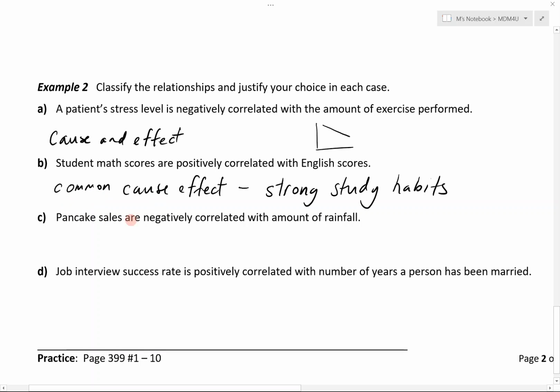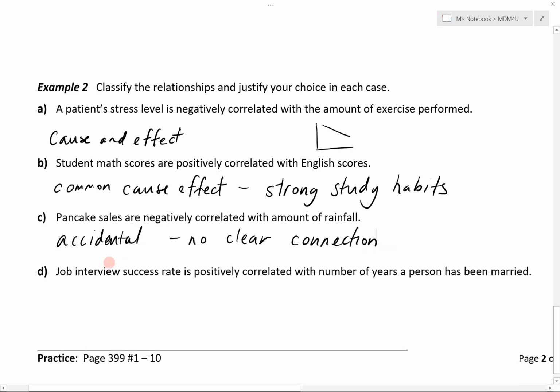Pancake sales are negatively correlated with the amount of rainfall. Well, I would say this is completely accidental. I don't see a clear connection, so no clear connection.